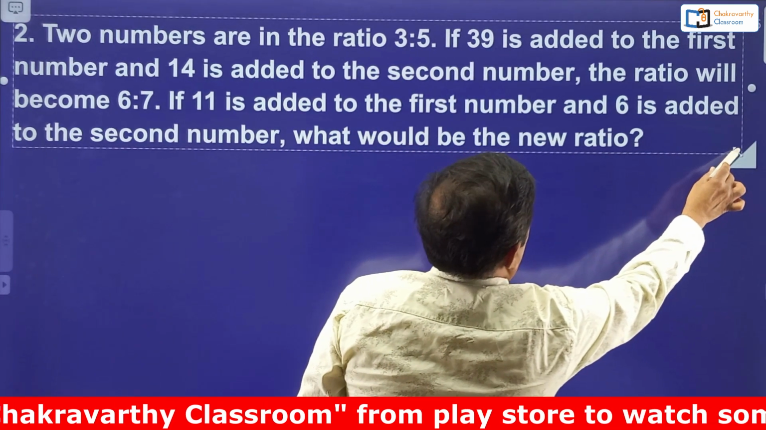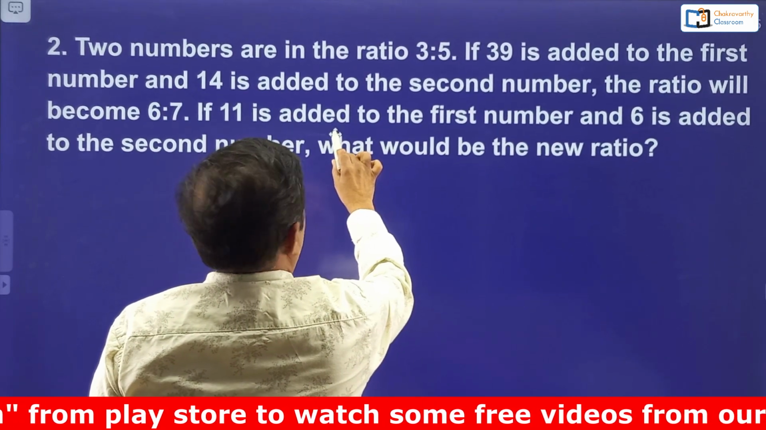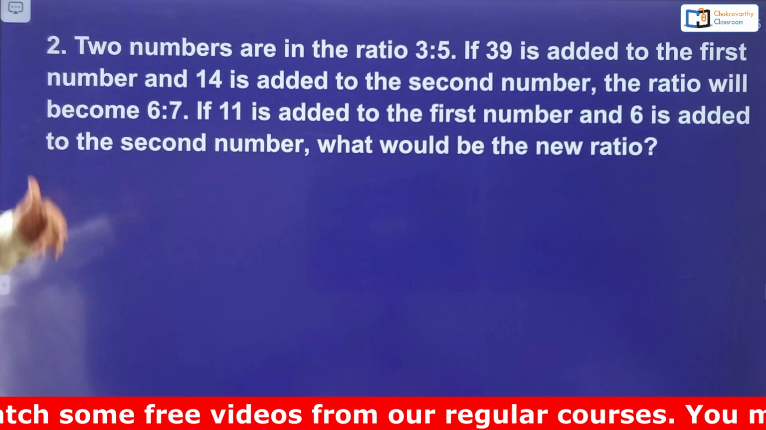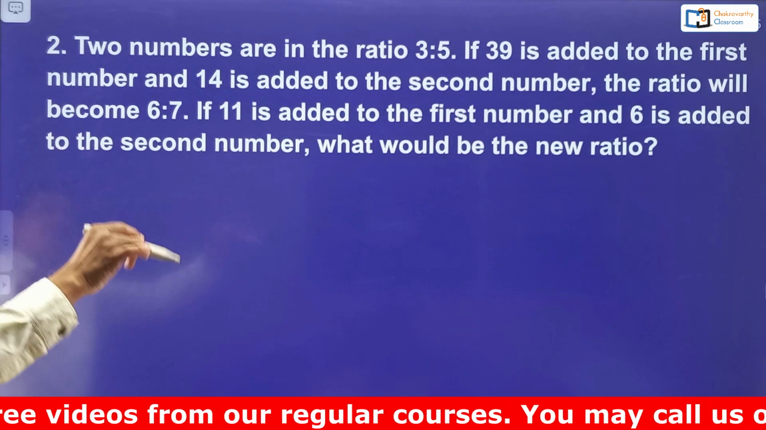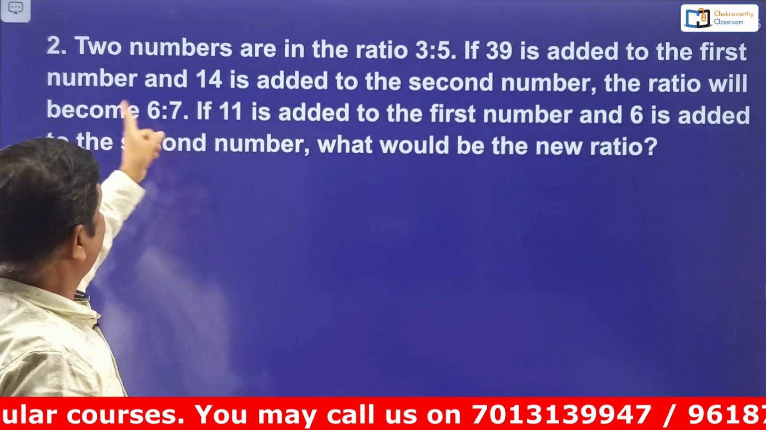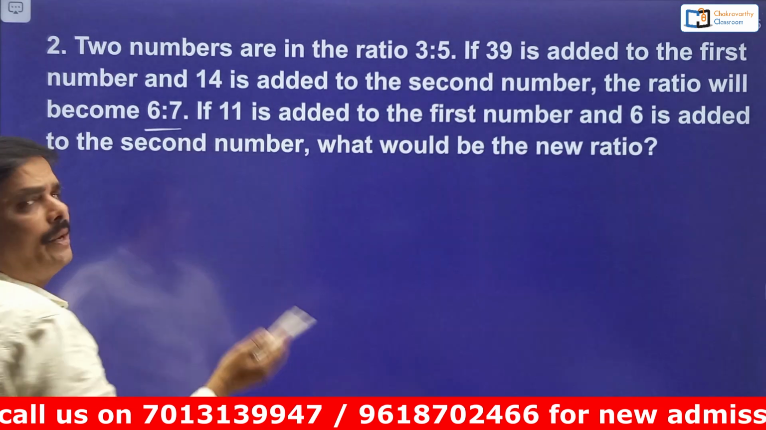Is it visible for all of you? I think so. Still, I'll just keep the question here. Alright, right? Now, go for this one. What exactly they have given? Directly, I'm using the shortcut here. Two numbers, ratio 3:5. 39 added to first, 14 added to second. Then the ratio becomes 6:7. Same model.